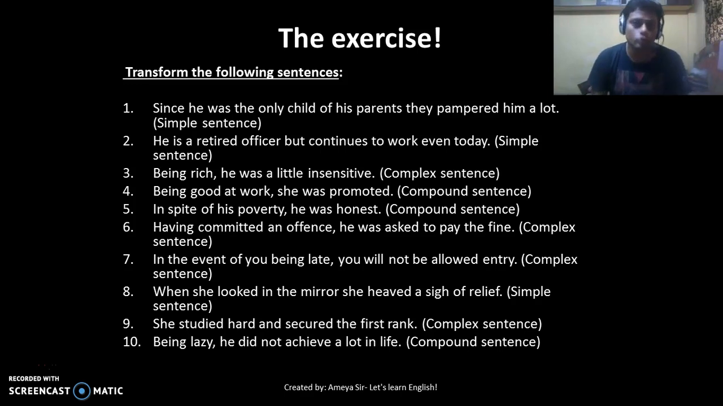Of course, you don't have to do it in both the remaining types. What will happen is either I'll give you the simple, complex, or compound, and then I'll ask you to transform it into any one. The brackets will have the commands. Do it. All the best, and you can pause the video now.